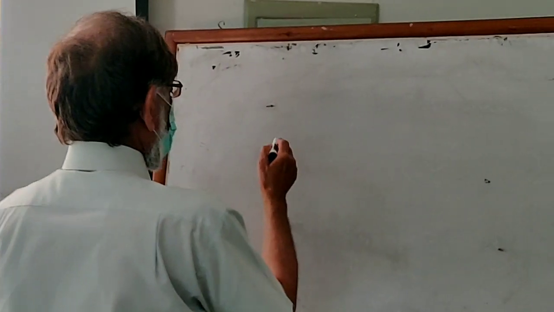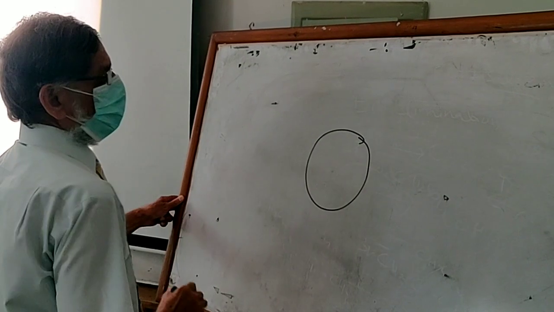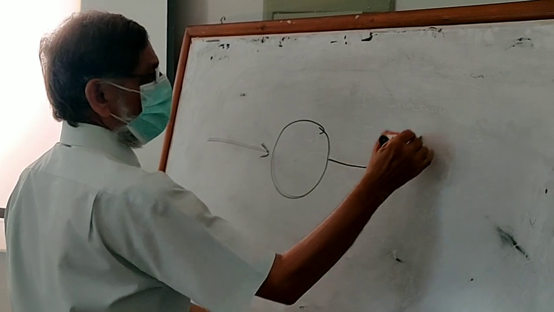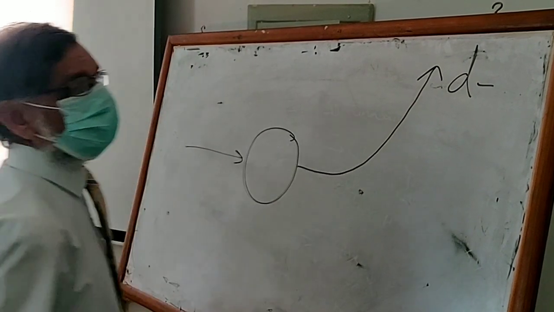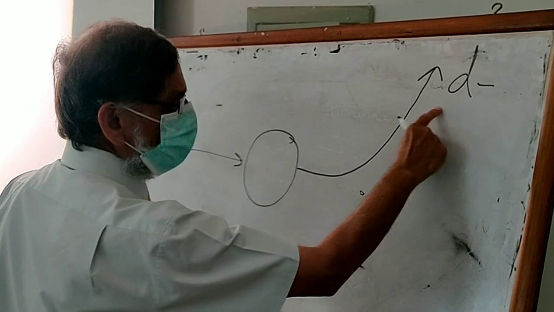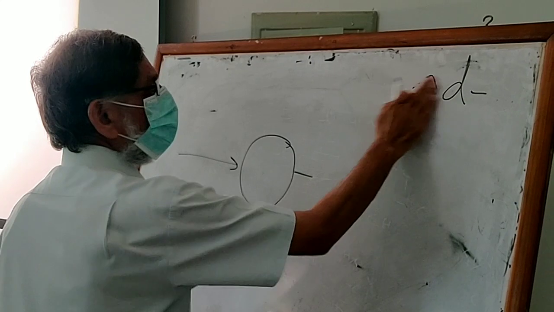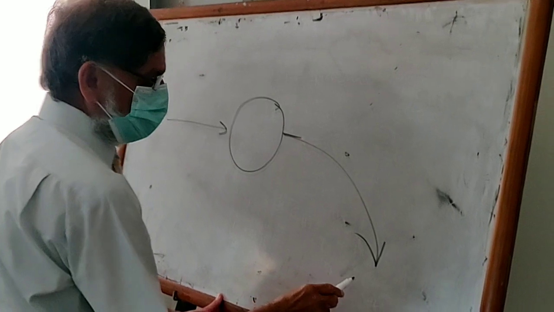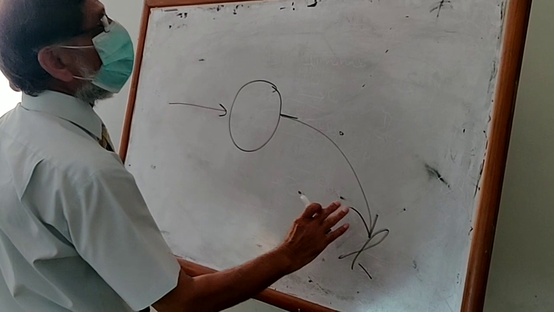Now if this is one enantiomer and light is passing through it, it rotates the plane of polarized light in one direction. This is represented by small d with a dash, and this is dextrorotatory. And if light is passed and it moves the other way, this is represented by small l with a dash. This is called levo.